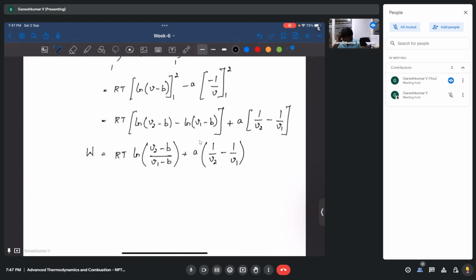Okay, let's just quickly substitute all the values. And one more thing: what is the unit of this work done? We need to evaluate. Let's see. 8.314 into 10 power 3. Temperature we kept constant, right? What is the temperature?